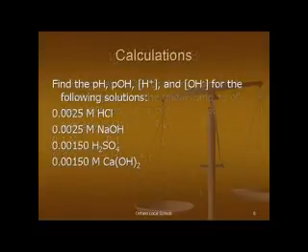Well, let's do some calculations. We want to find the pH, the pOH, the concentration of hydrogen ion, and again you can interchange that with hydronium ion, and the concentration of hydroxide ion for the following solutions. So we're going to go with a 0.0025 mole per liter HCl solution, a 0.0025 mole per liter sodium hydroxide solution, a 0.00150 mole per liter sulfuric acid solution, and a 0.00150 mole per liter calcium hydroxide solution.